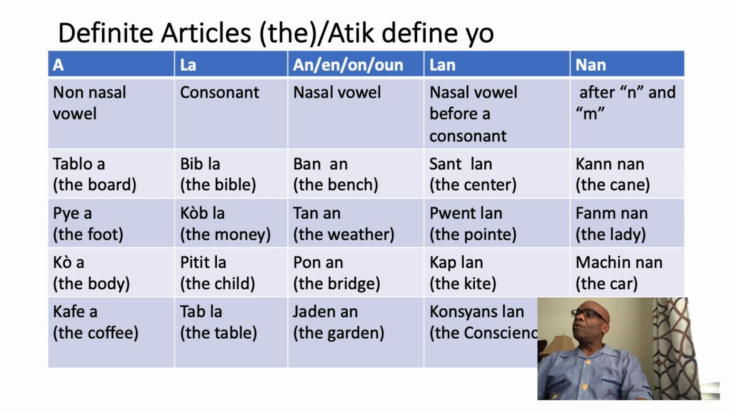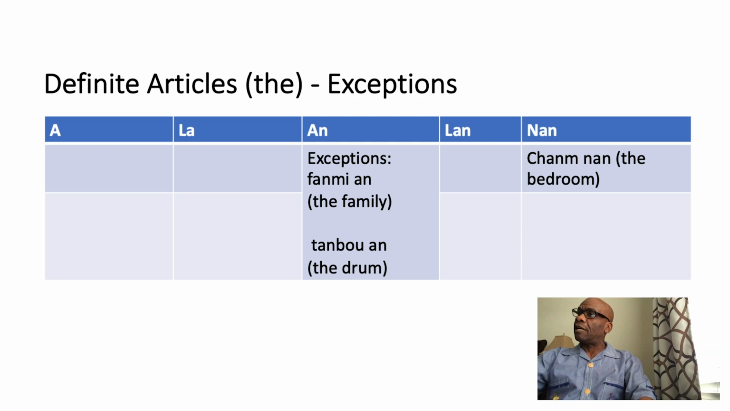Then we go to the last column. The definite article "na" is used after the letter N or M. For example, the cane, canne, sugar cane. Then you have the lady, femme, because of the M at the end of the word. Then you have the car, machine. You have another word on the next slide. On the last column, you're going to see chamna, the bedroom. Chamna, the bedroom.